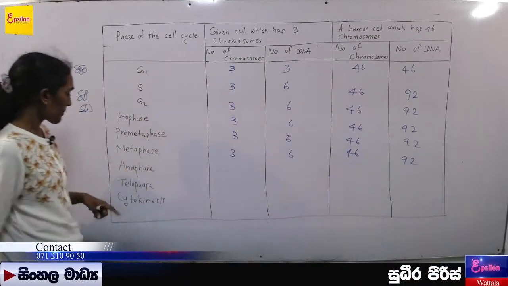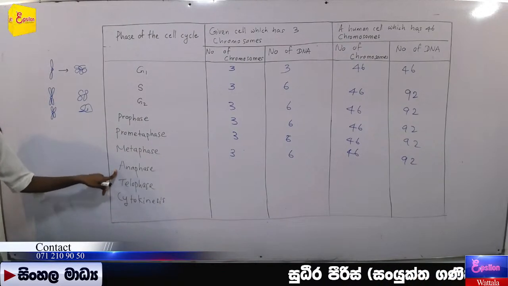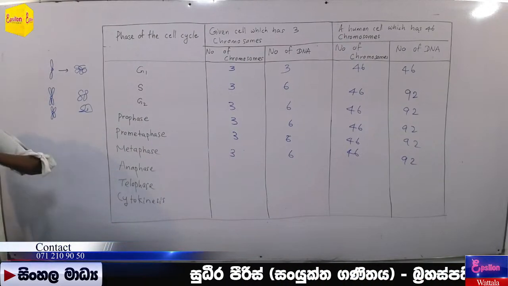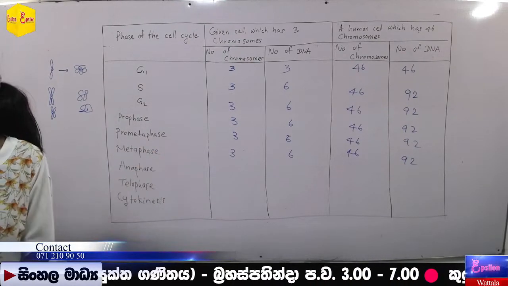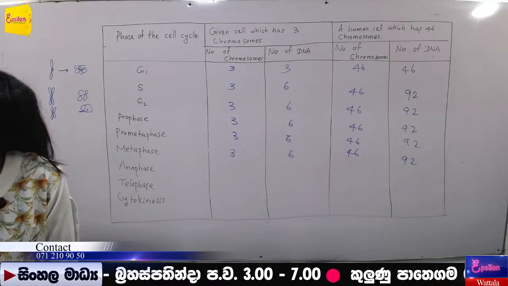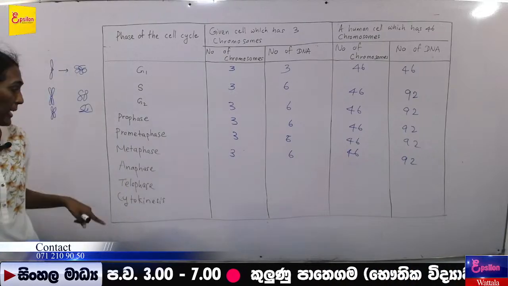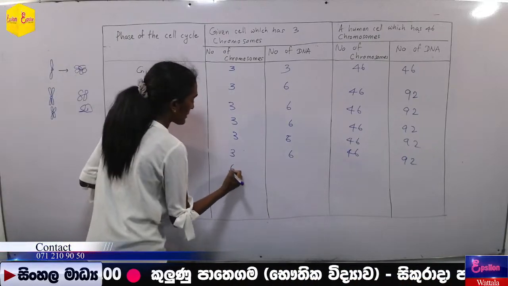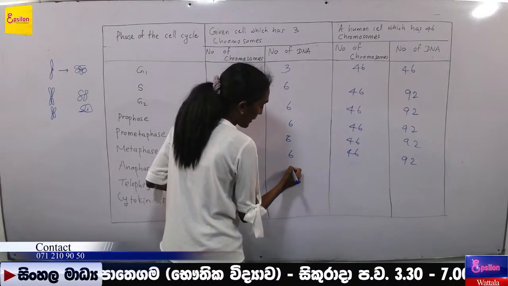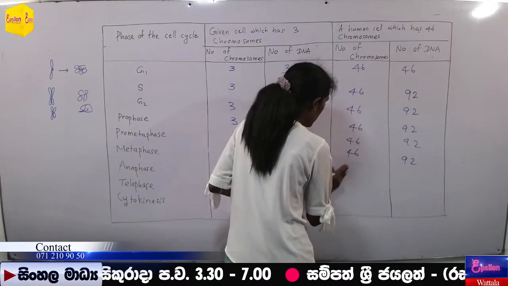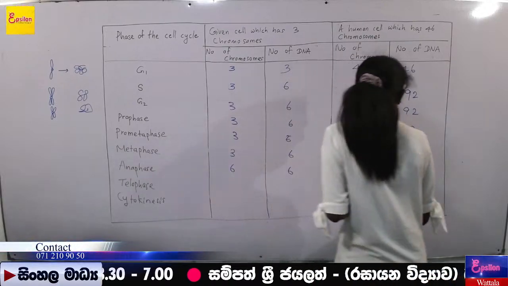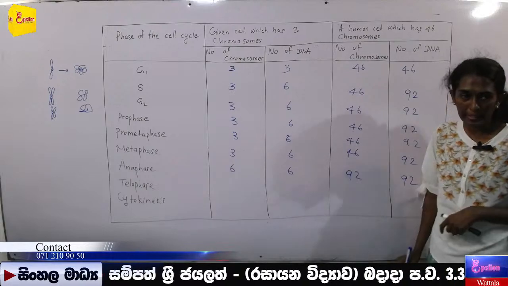Anaphase is the phase where a little change is going to happen. What's happening? The centromere splits and chromosomes are moving to the opposite poles. So the number of chromosomes is going to double now, right? So here 6. Here the DNA number is not changing, no? Here it is 46 into 2, 92. Here it is 92 itself. Am I correct?